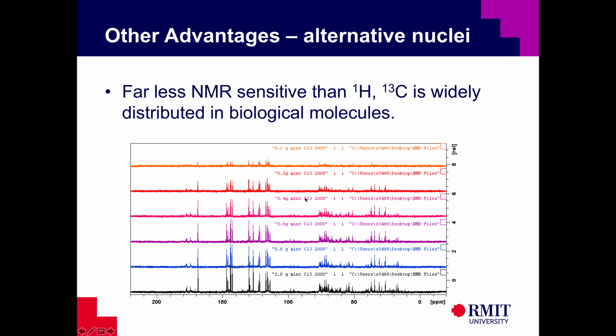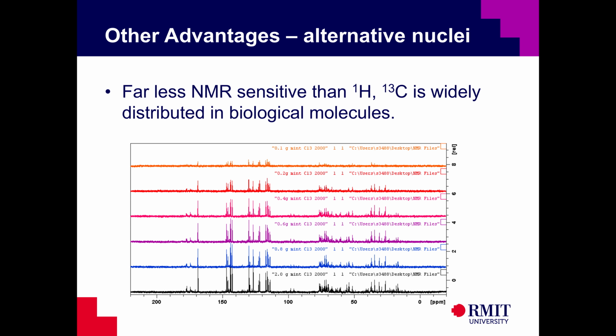So for example, here we have carbon NMR of mint extracts, and you can see we had 100 milligrams at the top and 2 grams at the bottom, and you can see the signal increasing as we put more sample in. And you can see here, rather than being 1 to 10 ppm, the normal NMR, we're 0 to 200. So we have a lot more space to get peaks, and it's information rich.